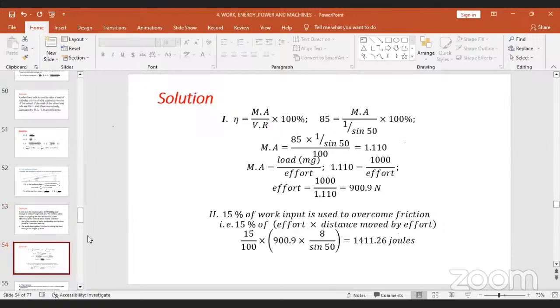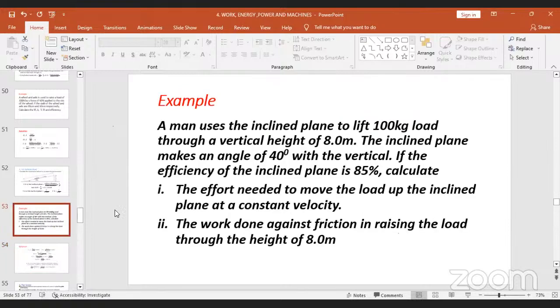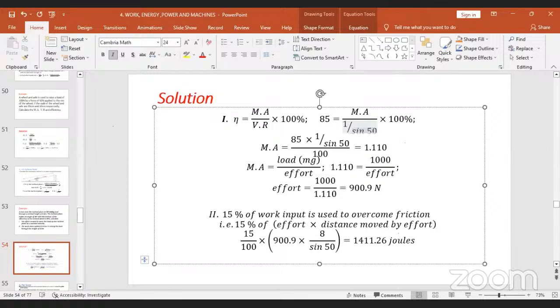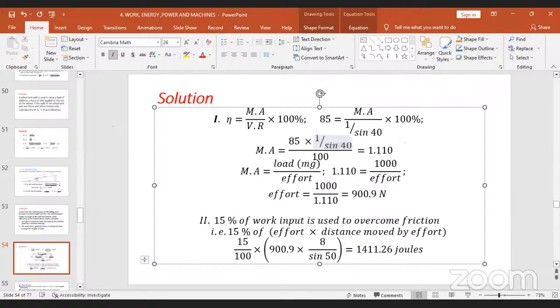So when you come to the working there, one over sine, oh, mine is talking about 50. Just a moment. Yeah, the angle is 40. I'm just changing the angle. Mine was typed wrongly. Sine 40 degrees.